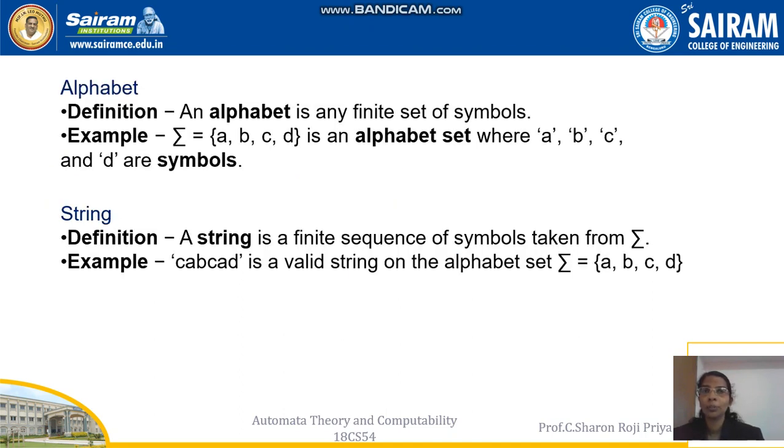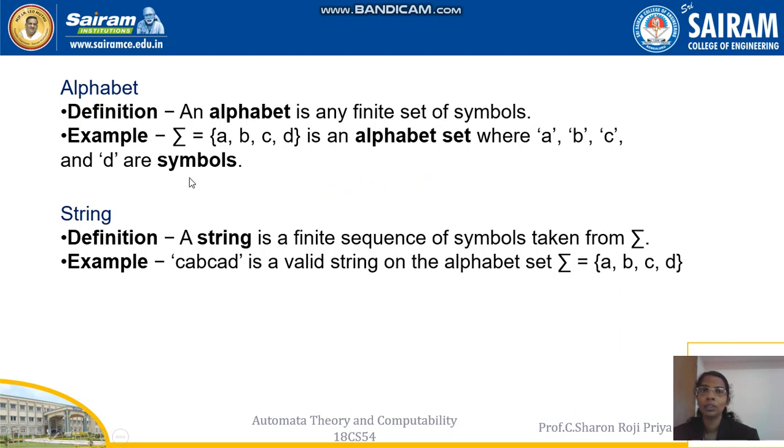First, what is an alphabet? If I take English as a language, I have a set of 26 symbols as an alphabet. So an alphabet is a finite set of symbols. The notation for this alphabet is sigma, and here sigma equals A, B, C, D. So I have 4 symbols: A, B, C and D.